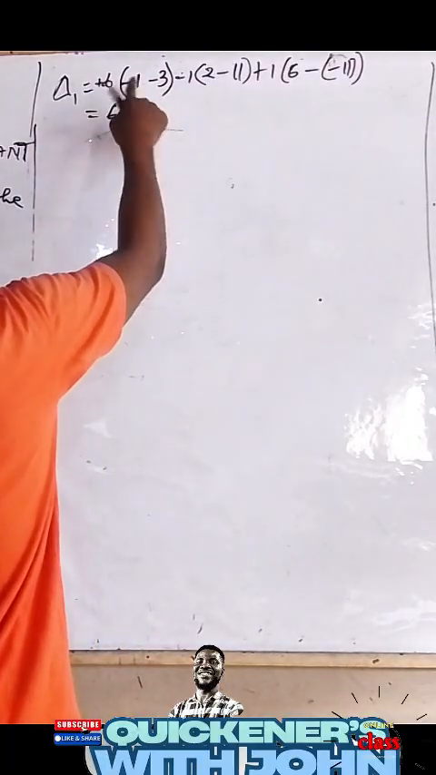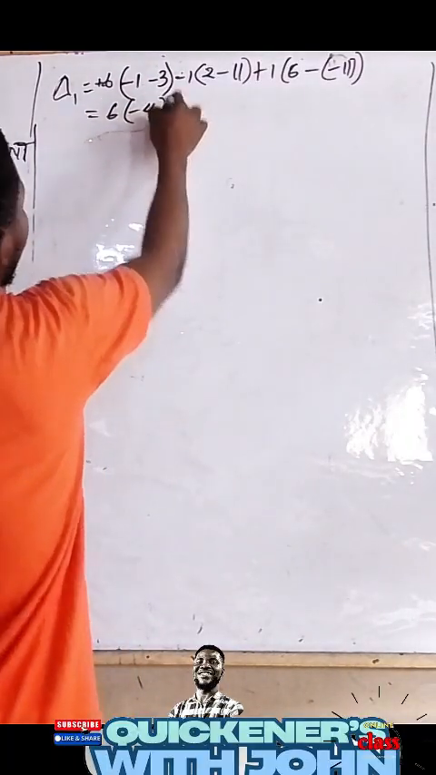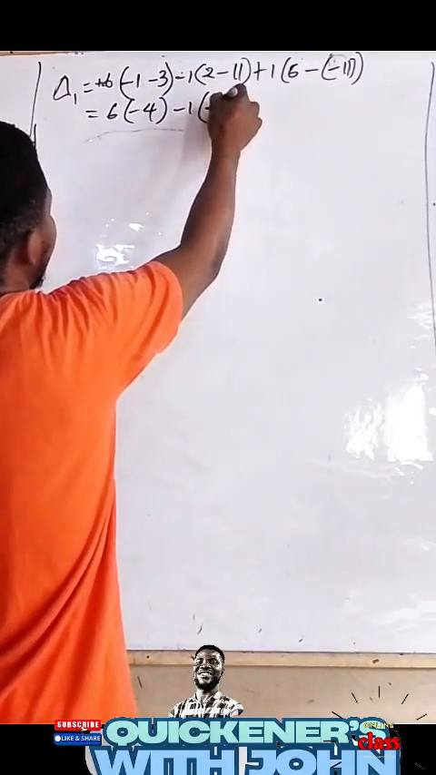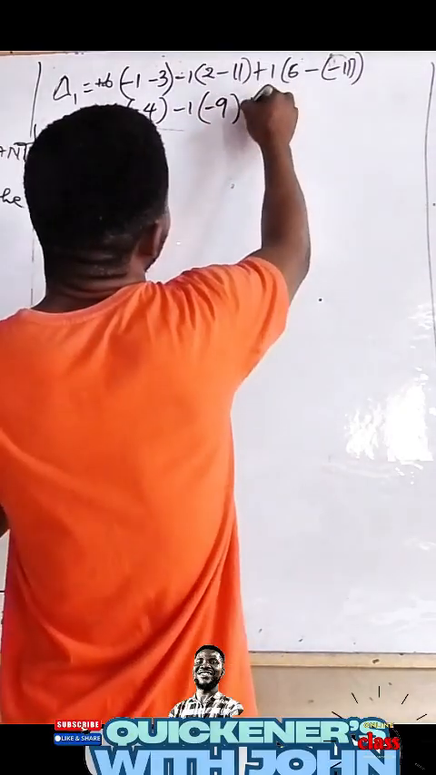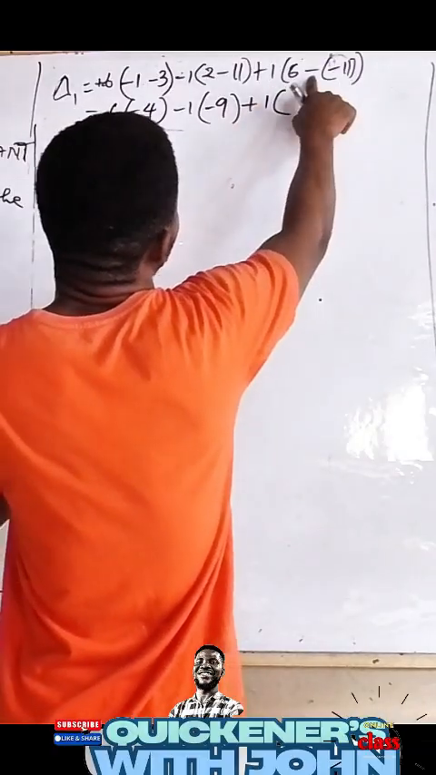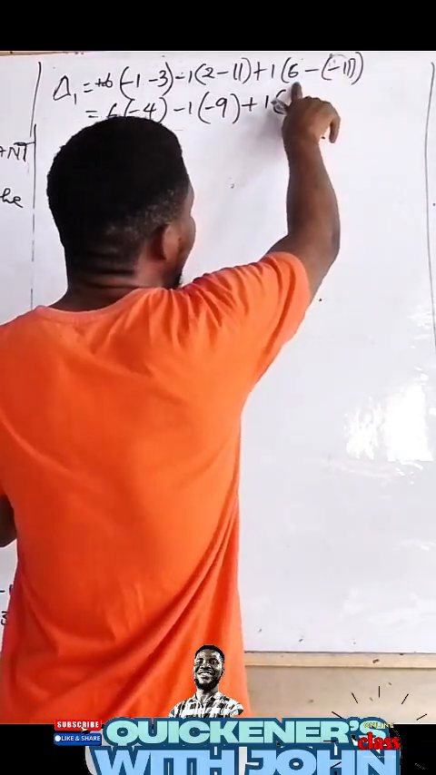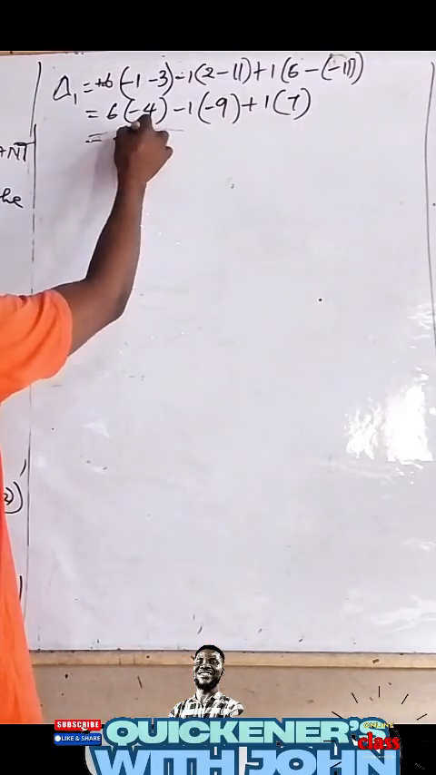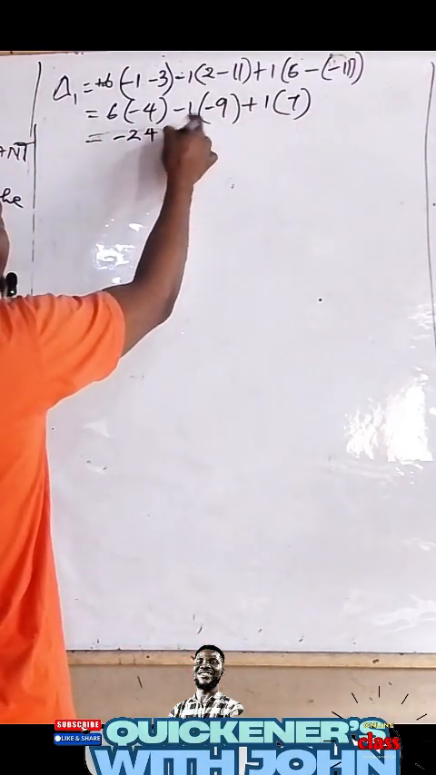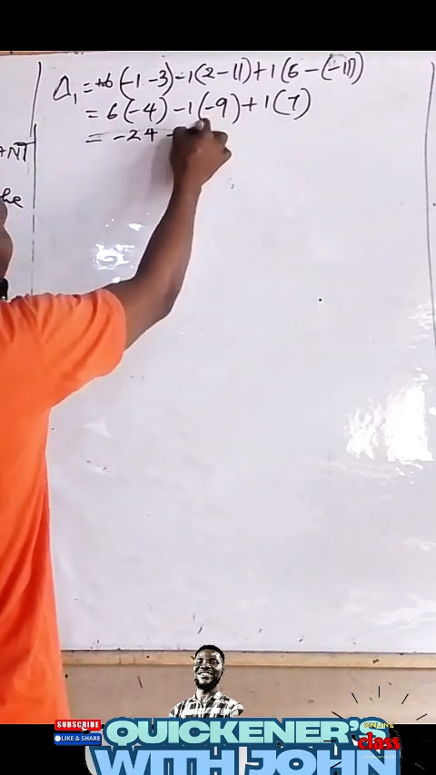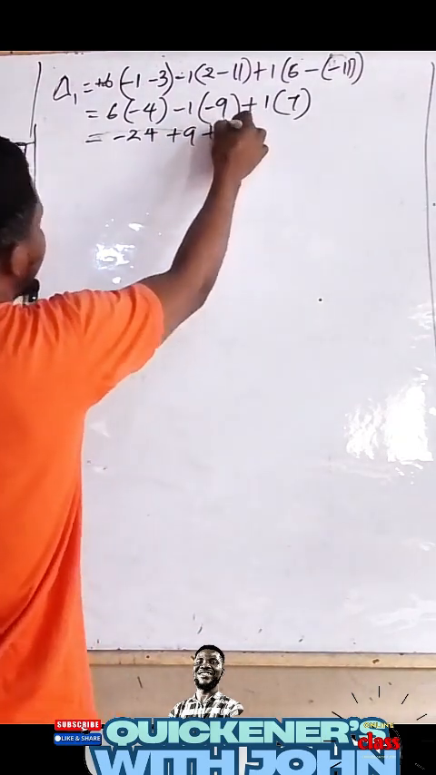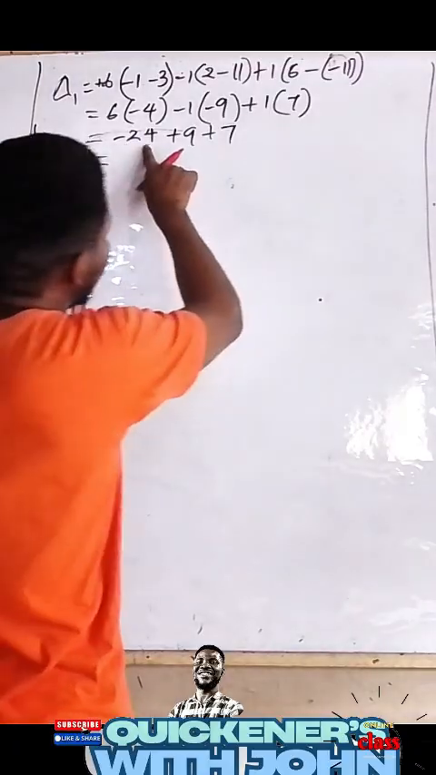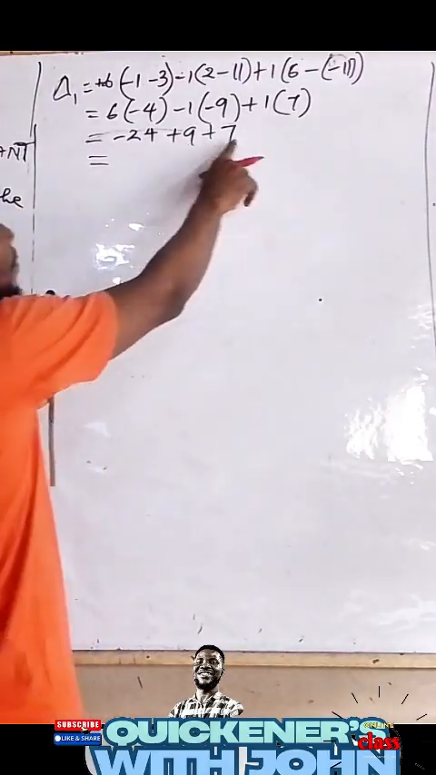So what do we have? 6, open bracket, minus 4, minus 1, 2 times 2 minus 11, that's minus 9, right? Plus 1, open bracket, minus and minus, plus. So 6 plus 1, that is 7. So what do you have? 6 times minus 4, that's minus 24. Minus and minus plus, that's plus 9, plus 7. Okay? 1 times 7, that's plus 7. So what do you have? Minus 24 plus 9 plus 7, that's what?